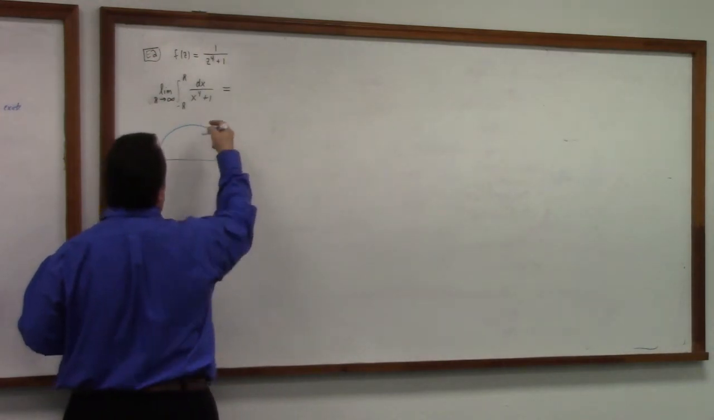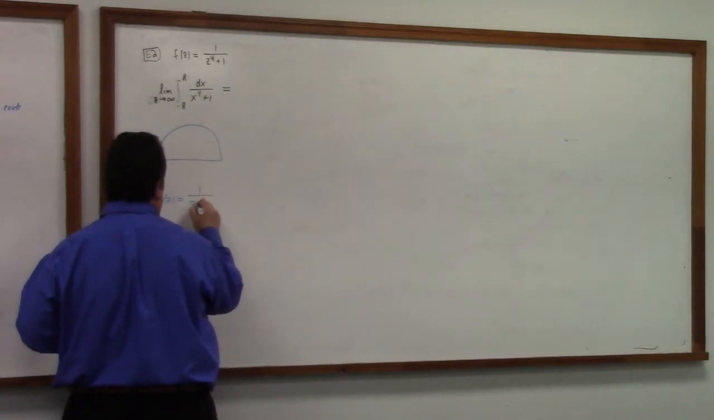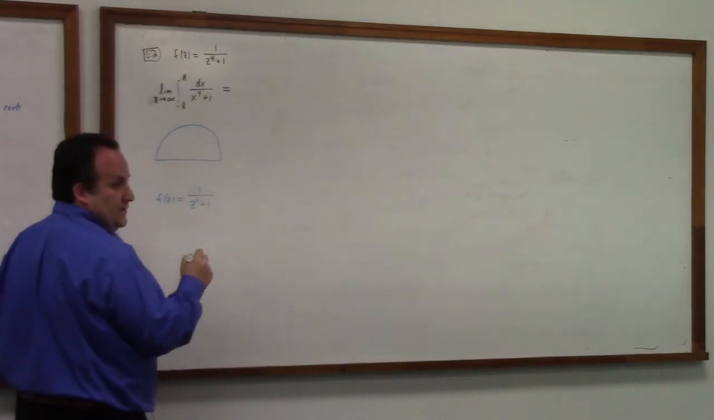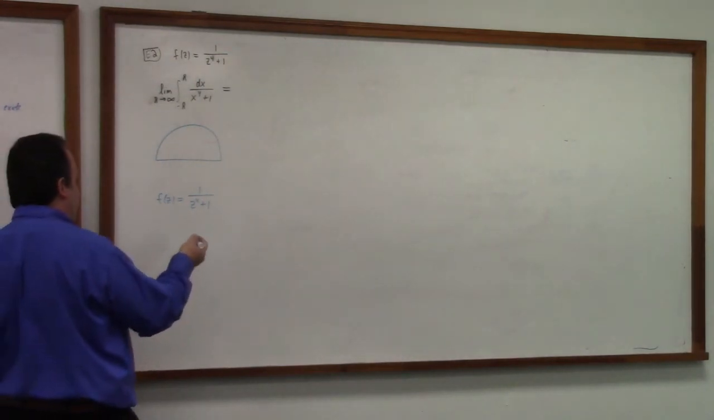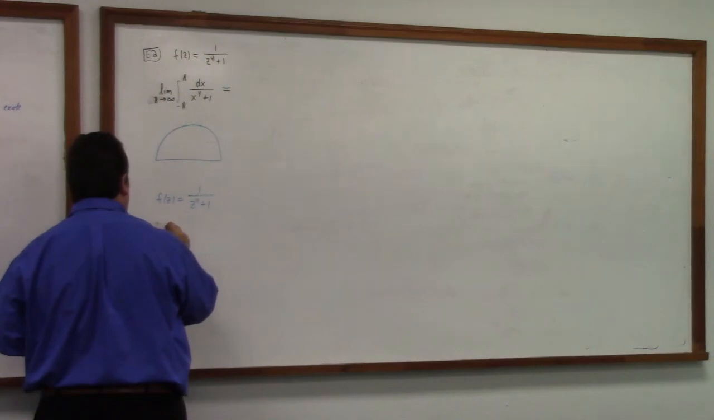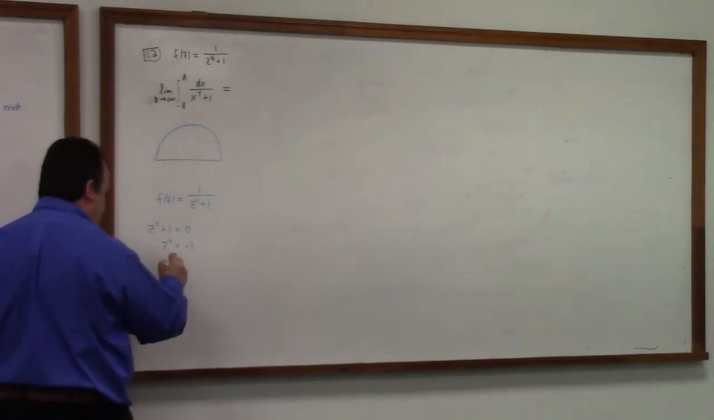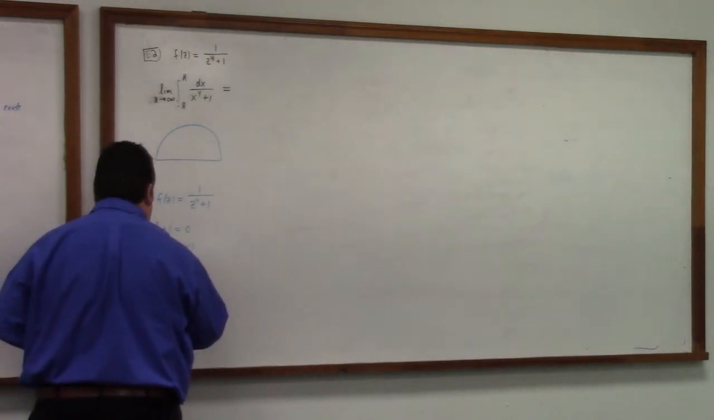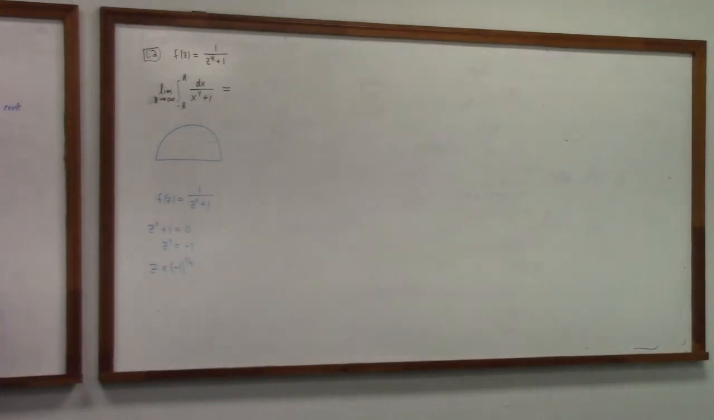And I need to think about f of z equals 1 over z to the fourth plus 1, right? What are the singularities of this? Well, they're the fourth roots. We're looking for where z to the fourth plus 1 is equal to 0, right? So that's to say z to the fourth is equal to minus 1, which is to say that z is an element of the fourth roots of minus 1. So what are those?